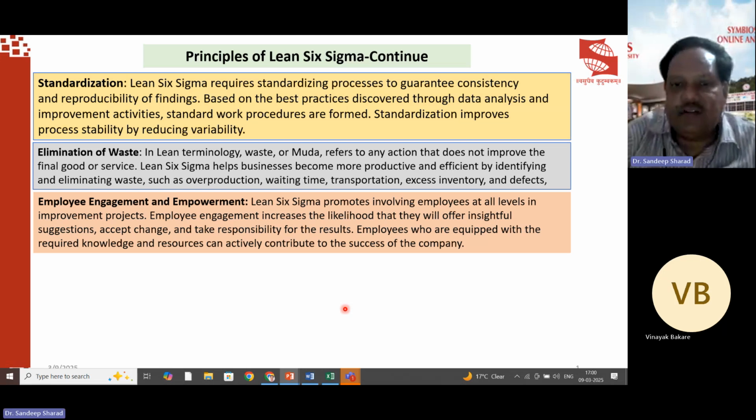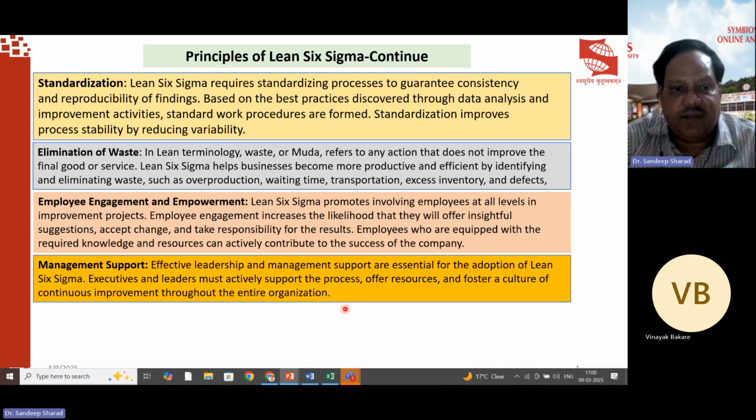Lean Six Sigma promotes involving employees at all levels in improvement projects. Employee engagement increases the likelihood that they will offer insightful suggestions, accept changes, and take responsibility for the results. Employees who are equipped with the required knowledge and resources can actively contribute to the success of the company.